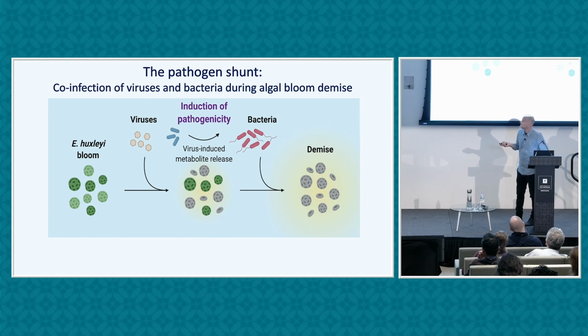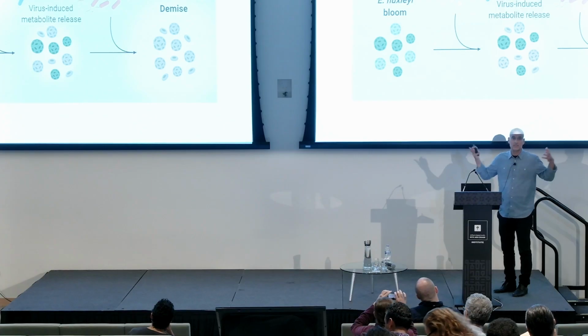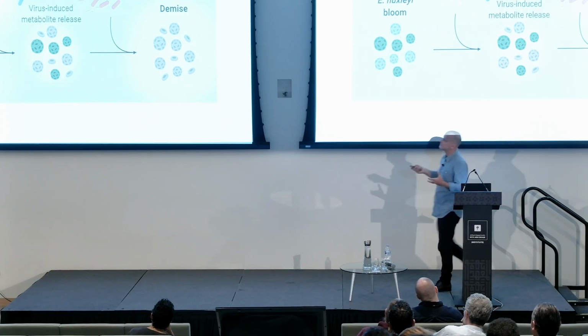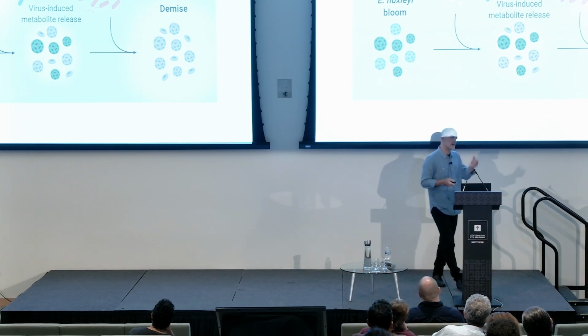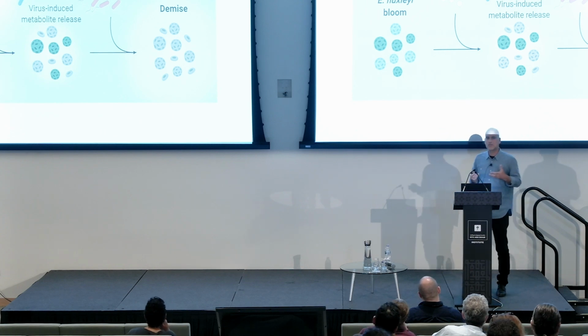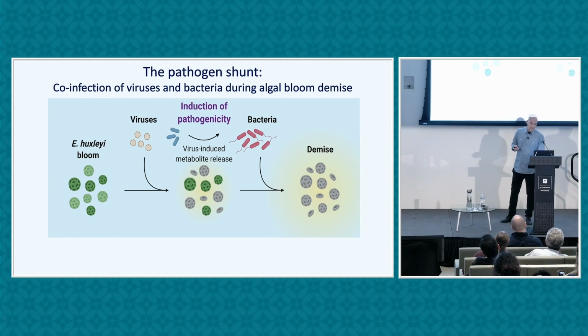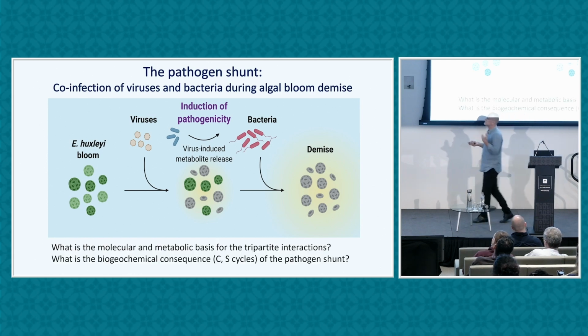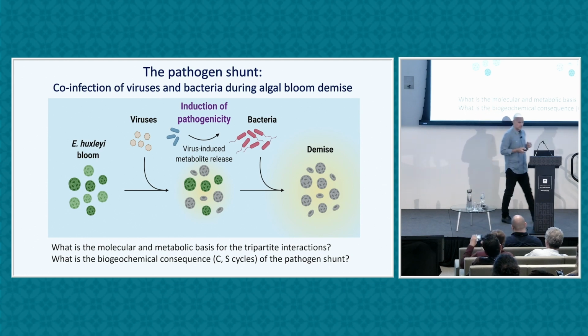So that's my last slide. We started with understanding and quantifying the viral shunt, but now we're shifting into the pathogen shunt, where two pathogens can act in synergy, and the unique metabolites that are released by viral infection can prime other members of the microbiome community, induce their virulence, and they can act in synergy. So now we're very much interested to understand how it will change the carbon and sulfur cycles, what will be the ecological and biogeochemical consequences of such a synergy that was never described before in the marine environment.